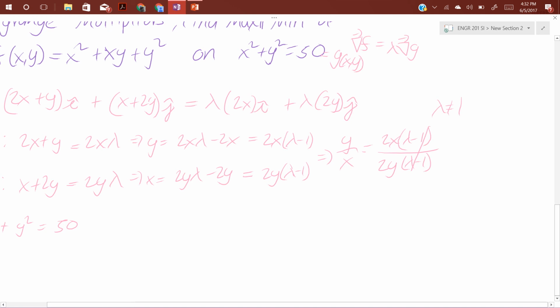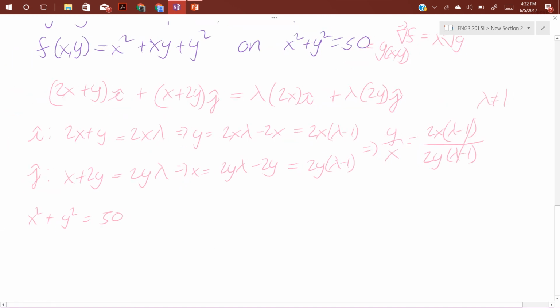So now we can relate x and y and plug it back into this equation, the x squared plus y squared. So we can say that 2y squared equals 2x squared, which we can just then say y squared equals x squared. Or we can say y equals plus or minus x.